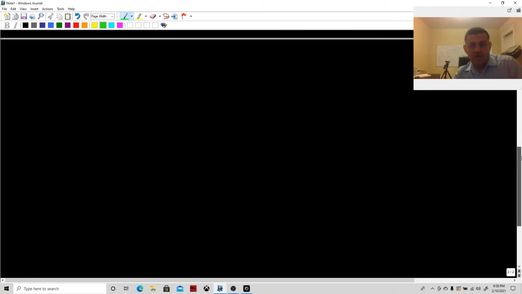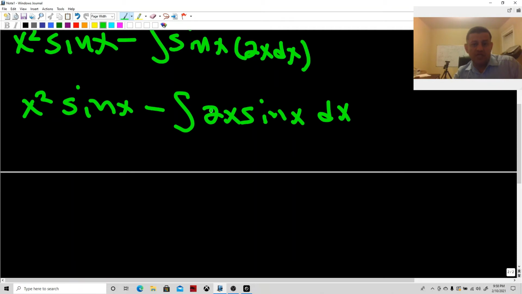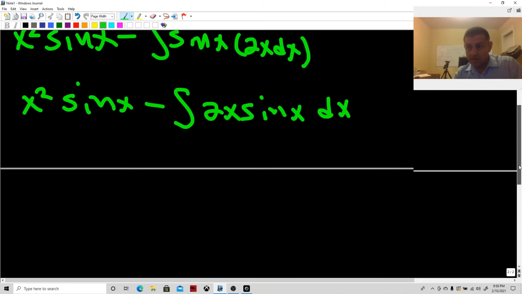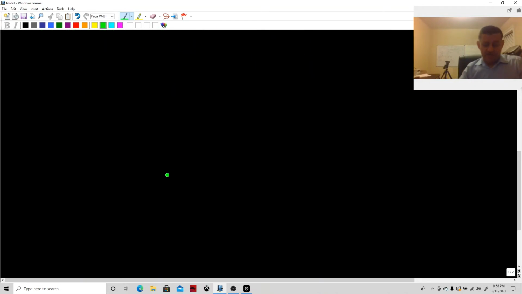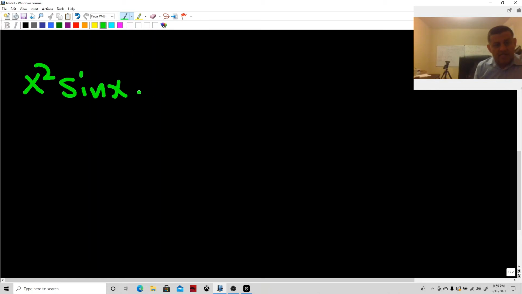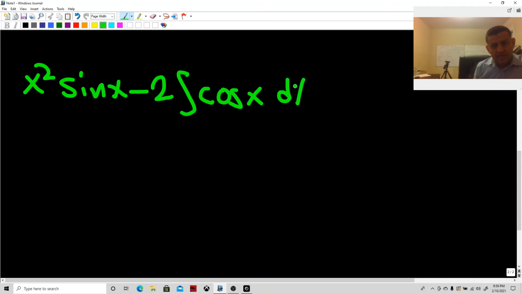Okay, so now what we can do is put that in the front here, and that will be the next step. We will pull that 2 in front of the integral, right? And that is going to be equal to the following. It's going to equal x squared sine x minus 2 the integral of cosine x dx, right?